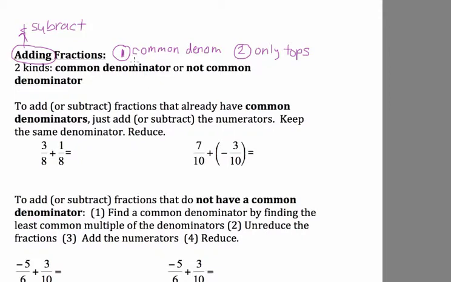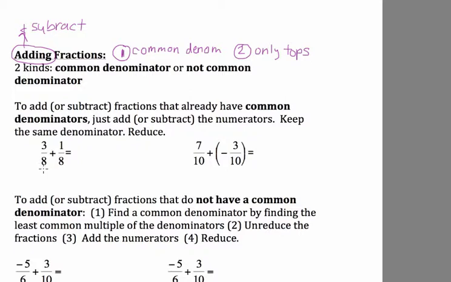Number 1, you have to have a common denominator. And number 2, tops only. We're going to talk about 2 different types of problems, those that already have a common denominator and those that don't. To add or subtract fractions that already have a common denominator, just add or subtract the numerators.